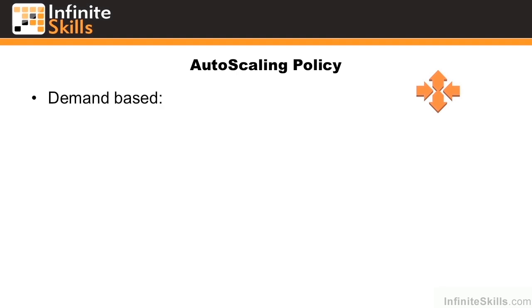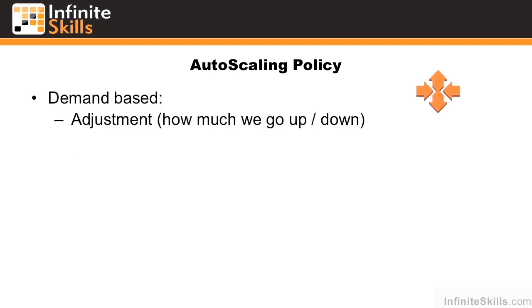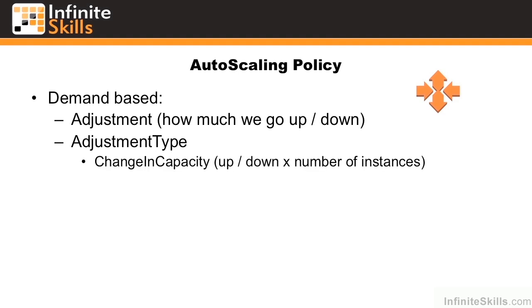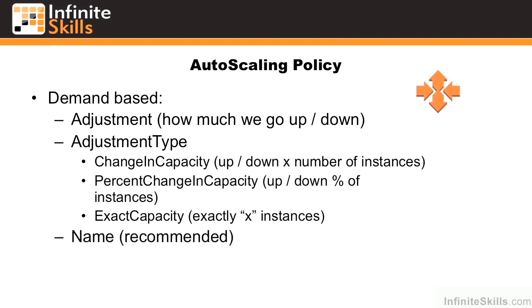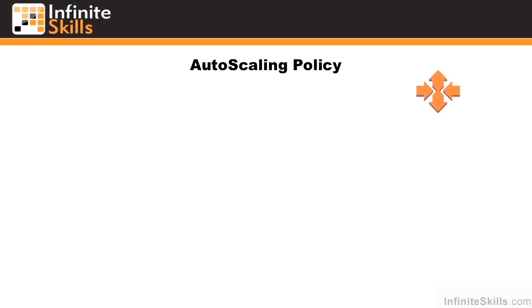When we set up a demand-based autoscaling policy, we need to specify an adjustment, how much we go up or down. We need to specify an adjustment type, which can be one of 3 types. Change in capacity, which moves us up or down an exact number of instances. A percent change in capacity, which moves us up or down a percentage of instances. And exact capacity, which always seeks to bring our autoscaling group to exactly X number of instances. We also recommend a name and a cooldown period.